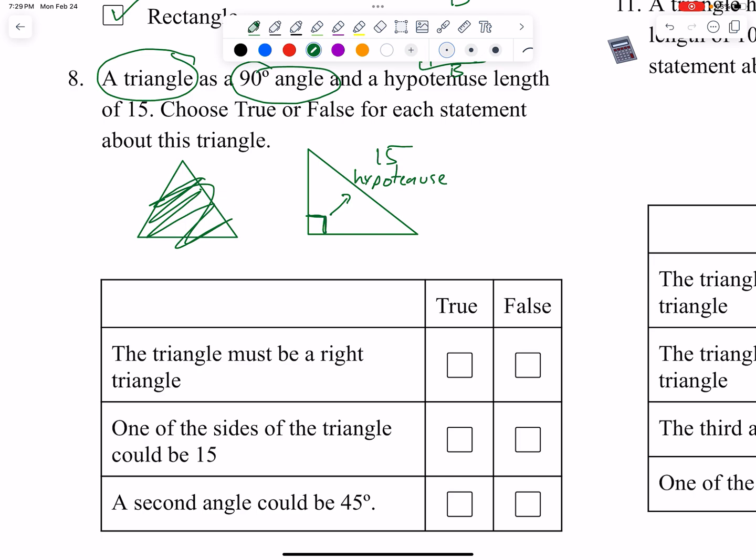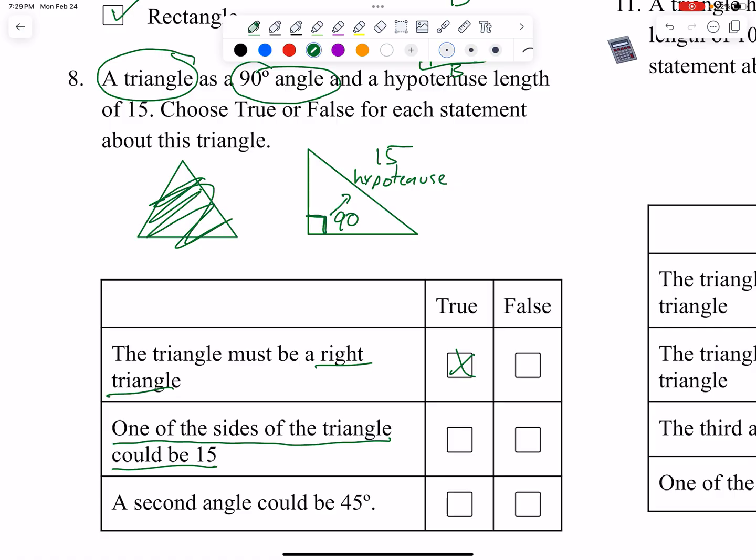The triangle must be a right triangle. I literally just said that. So yes, it is true. It has to be a right triangle because one of the angles is already 90 degrees. One of the sides of the triangle could be 15.